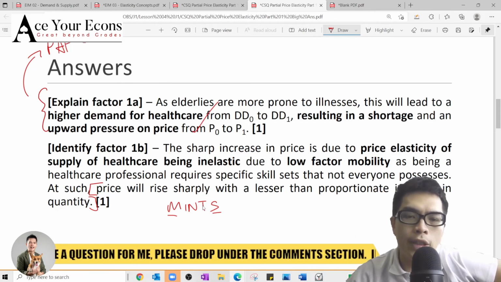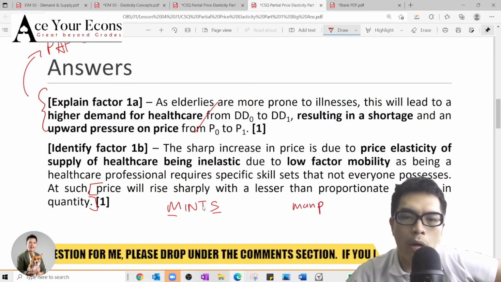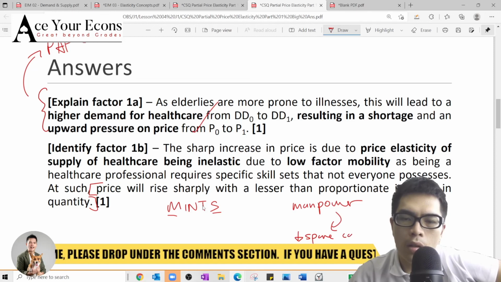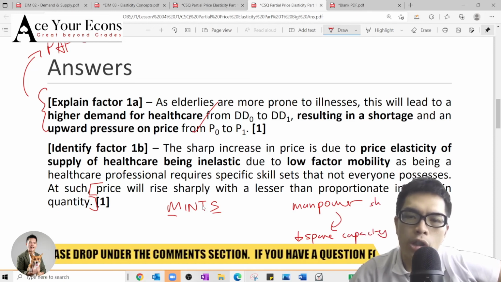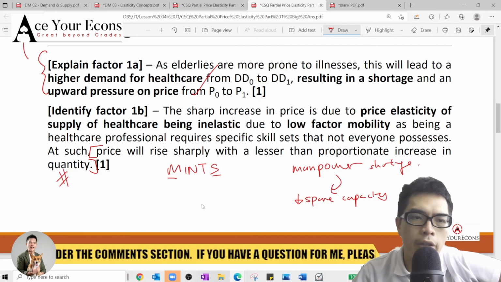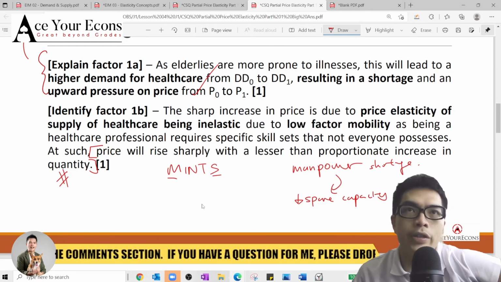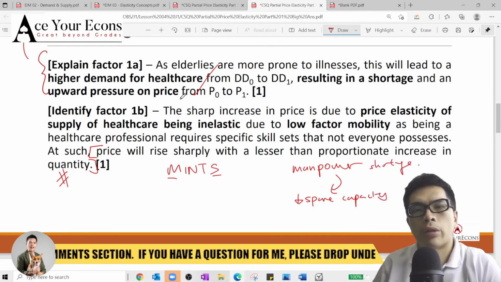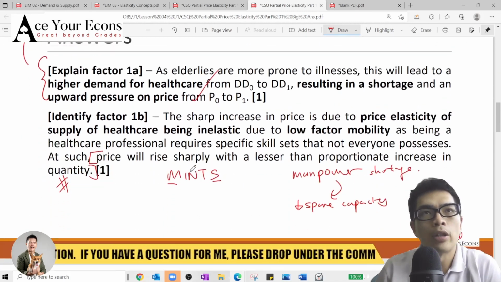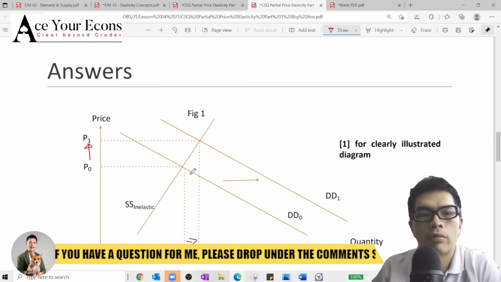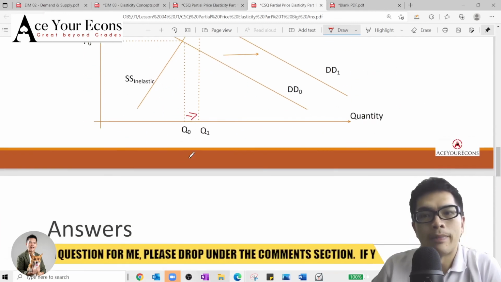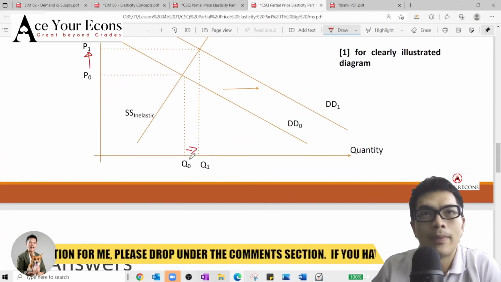So you can consider manpower and cite manpower here, and you can relate it to lack of spare capacity due to manpower shortage. And this is the important key phrase: there will be a sharp rise in price, followed with a less than proportional increase in quantity. So if this is option 1, is everyone following me on option 1? This is the combination that is required. A diagram is not necessary.